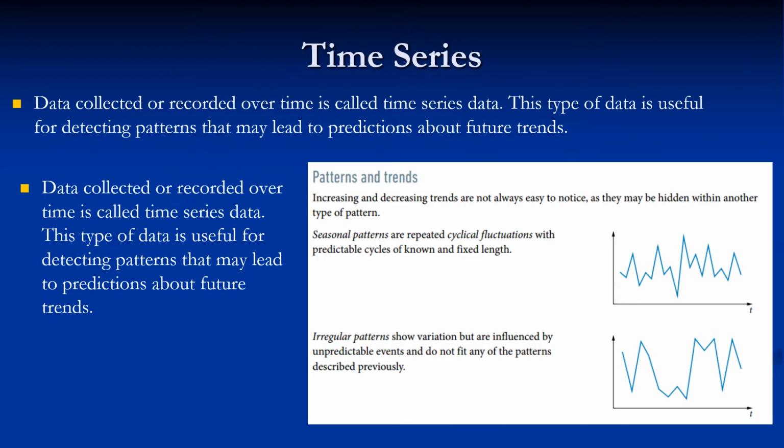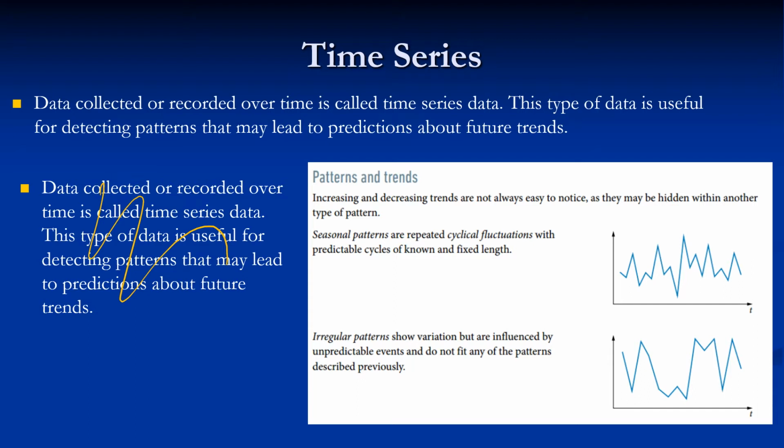So data collected or recorded over time is called time series data. This type of data is useful for detecting patterns that can lead to predictions about future trends. Okay, so increasing or decreasing trends are just not always easy to notice.